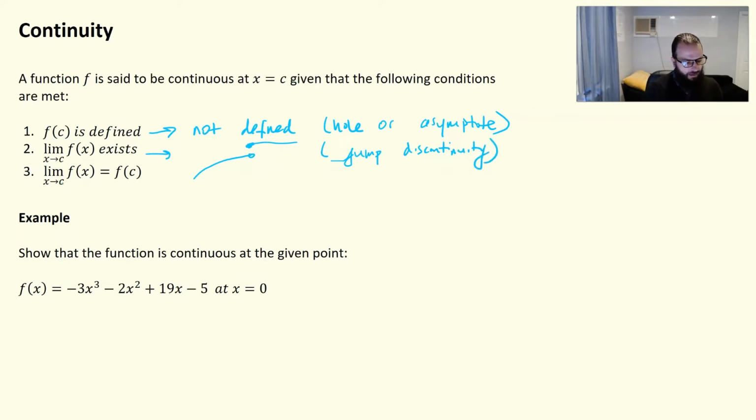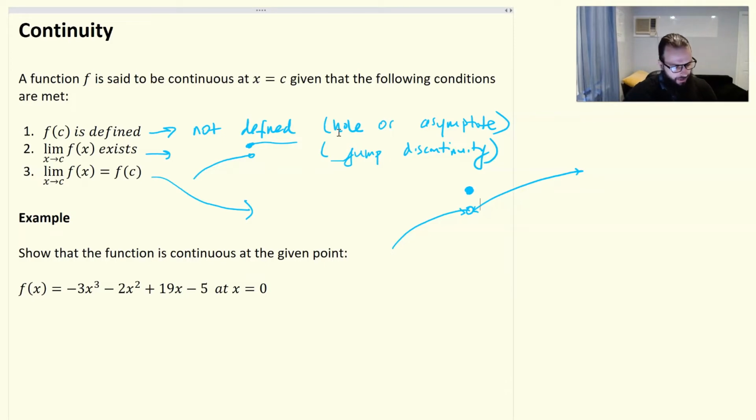And then the limit as x approaches c of f of x must equal f of c. So the case in which it isn't would look something like this, where we have a hole here. The limit exists because we're approaching the same value from both sides, but the actual function is defined by a separate point here. Pretty unlikely, but it does occasionally happen. So let's take a look at a couple of examples here.